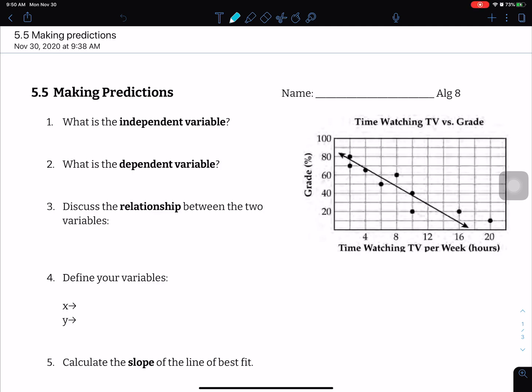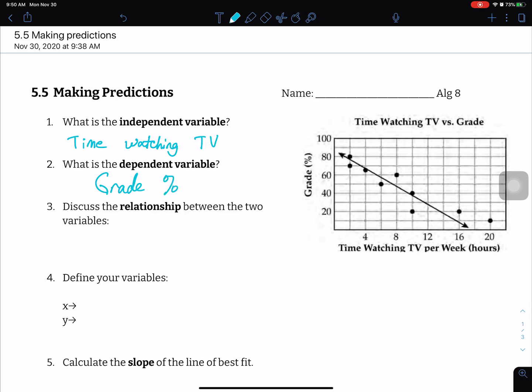Now we're going to be putting a lot of the things that we've been working on together. So we started with being able to make a graph, and that's what we're asking you for. So the independent variable, remember that's what goes on the x-axis. It can stand alone. So that's going to be time watching TV. And that means the dependent variable would be the grade. And that would mean it's in a percent.